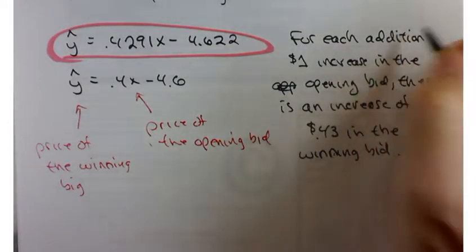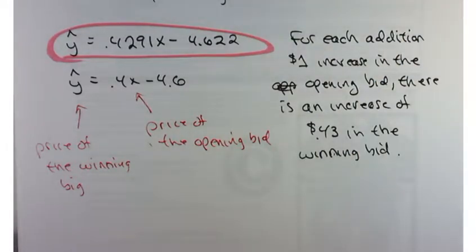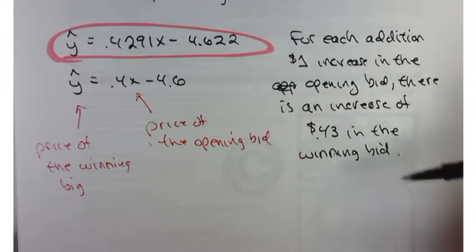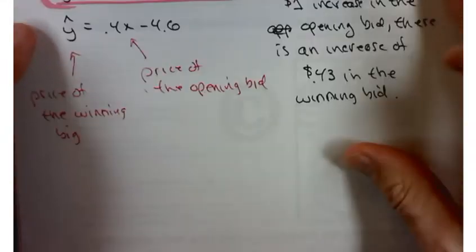Now there's another thing that's part of the output here that we want to discuss, and that is R squared. This is your coefficient of determination.